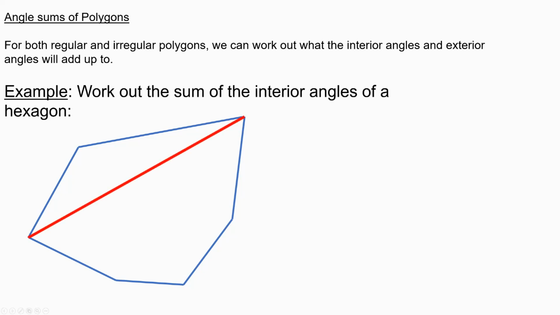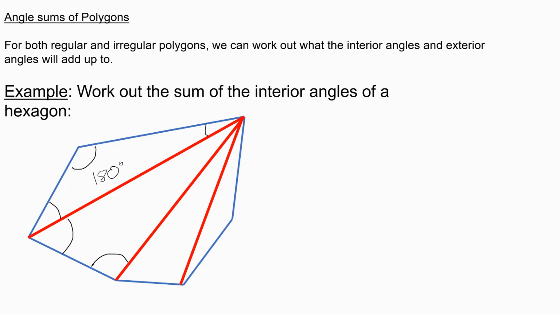So if I join up these two corners, and then I keep drawing lines off that corner on the side, we end up with 4 triangles. And if we notice, we can draw all of the angles inside the hexagon and they meet exactly with the angles in the triangles. So whatever the angles in these triangles all add up to altogether will be the same as whatever the angles in the hexagon add up to.